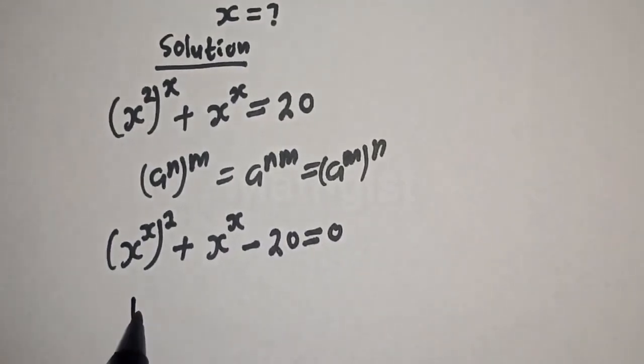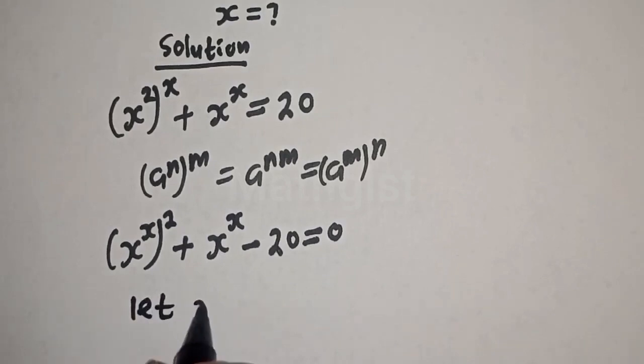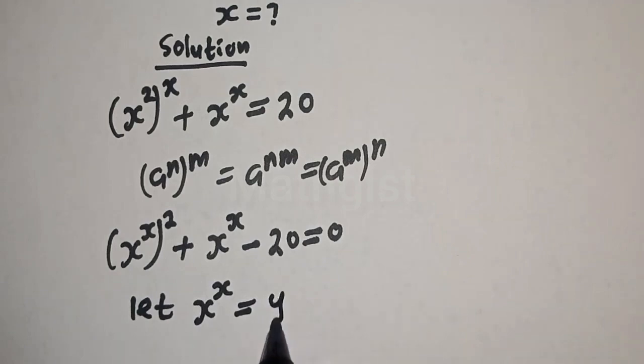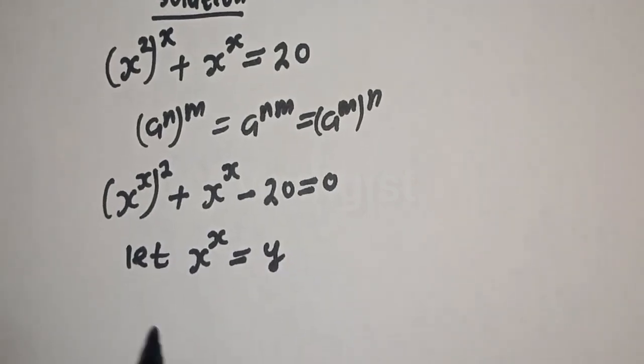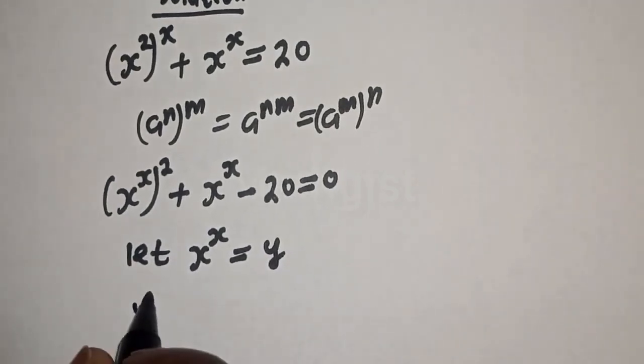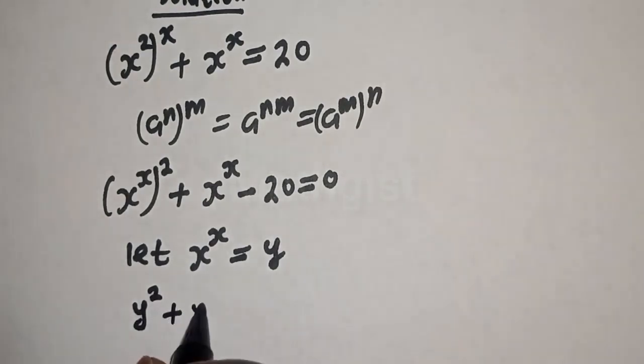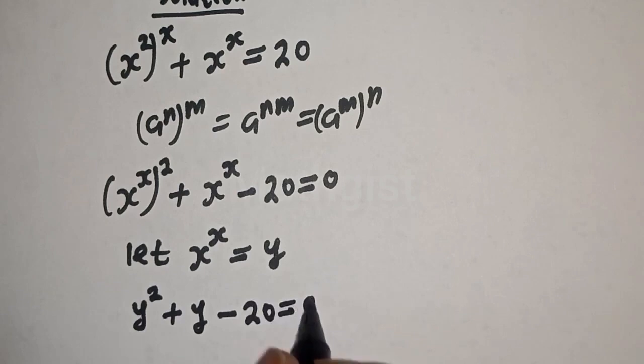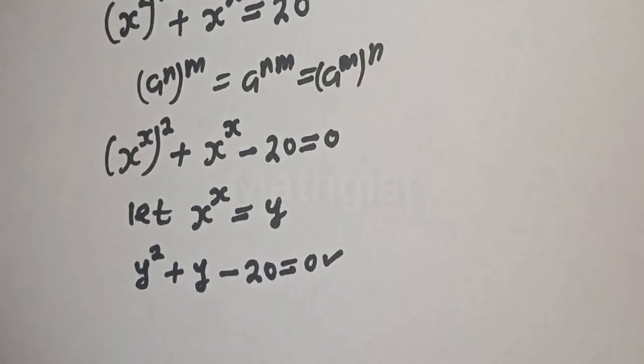Now let s raised to power s is equal to y. Then we have y square plus y minus 20 is equal to 0. This is a quadratic equation. Then let's solve this using factorization method.